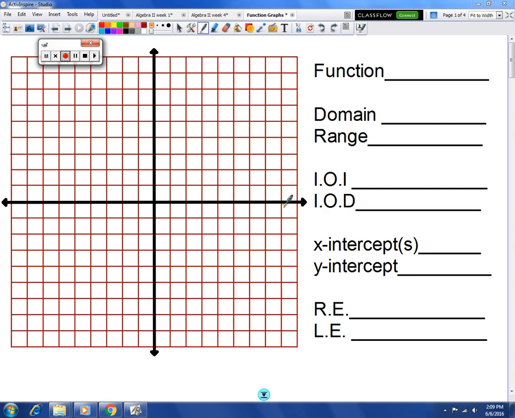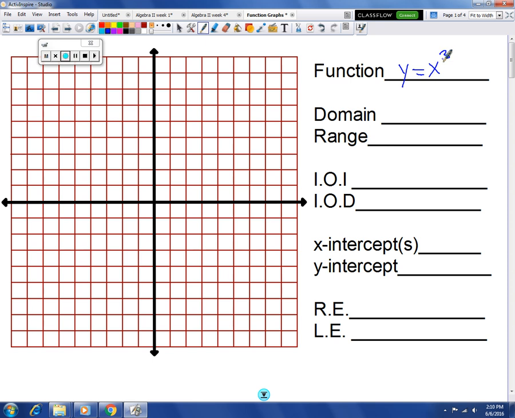Okay, so this video is going to show you how to graph and write the characteristics of cubic functions. Cubic functions mean the degree is 3, which means the largest exponent is 3. So the parent function is y equals x to the third power.